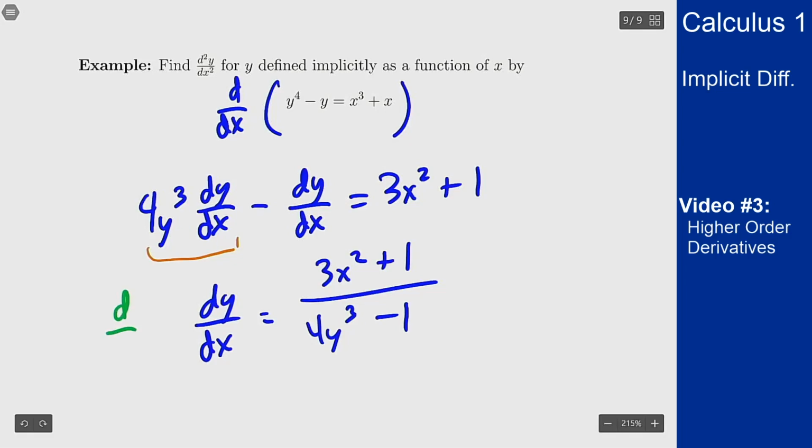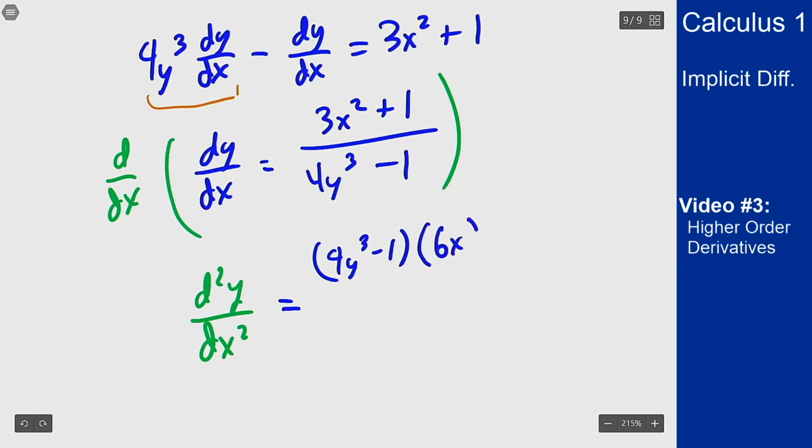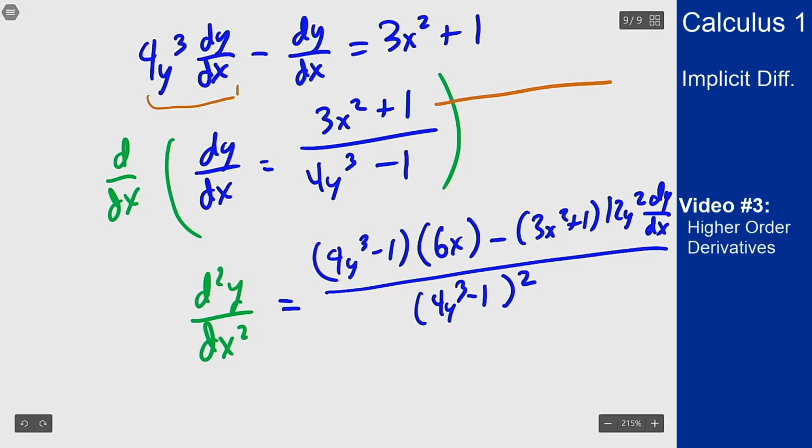Now I can differentiate this. When I do that, I will get a d squared y dx squared on this side, which is good, that's what I want. And over here I have the quotient rule. So low d high is 6x, minus high d low, which is going to be 12y squared dy dx, and then divide by the bottom squared. That 12y squared comes from the derivative of 4y cubed, and then dy dx shows up by the chain rule. So now I want to plug this formula in for dy dx, and then try to simplify.